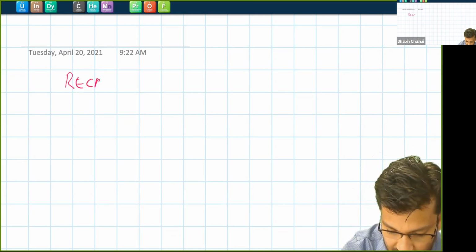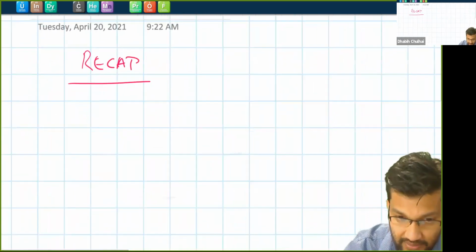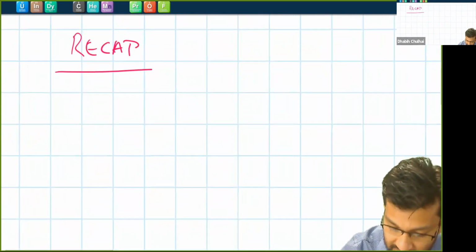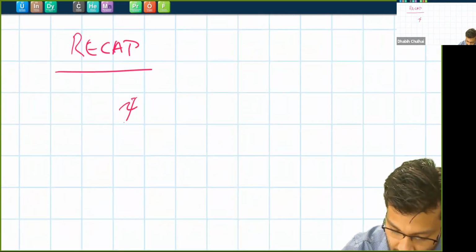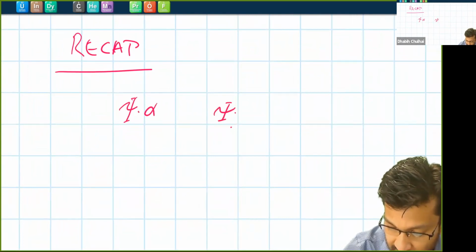In this chapter, we were trying to figure out how to deal with this thing called spin, electron spin. What we said is we can take the wave function and multiply it by some spin function we call either alpha or beta.